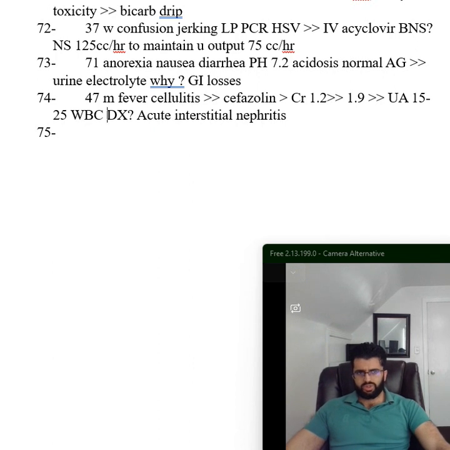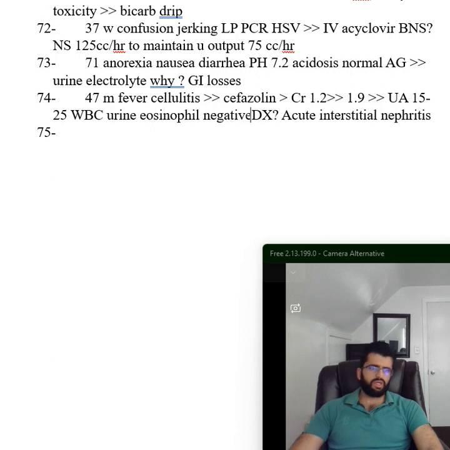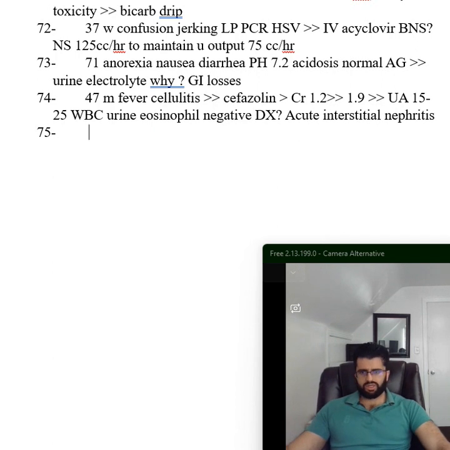This is how they trick you here. They tell you urine eosinophil negative. So it's not necessarily, you may or may not see it. It's not a cutoff, so it could be negative and still interstitial nephritis. Treatment: either you discontinue the drug or change it, and then you do steroids.